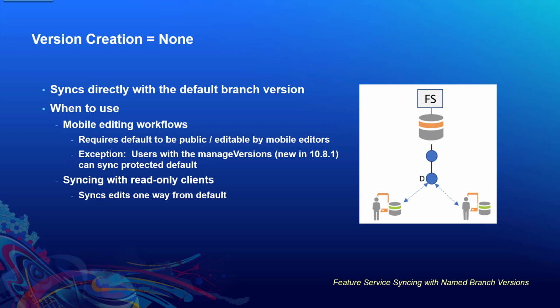So imagine this scenario. You've got some regular field editors. Maybe they're going to use the version per downloaded map option, which we'll discuss next. But then you also have some supervisors in the field. When there's an emergency situation, they may need to get edits directly into default. For them, they can take data offline and sync directly to default since they have this Manage Versions privilege. Another workflow where you want to use version creation equals none is when you're working with read-only clients. That's because the download of the edits, whether it be version creation equals none or version creation equals version per downloaded map, both come off of the default version. So there's no advantage of going with the other option.